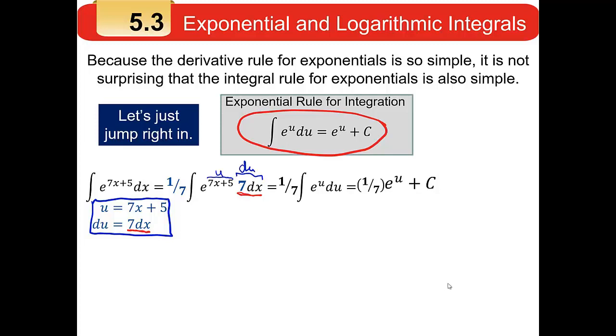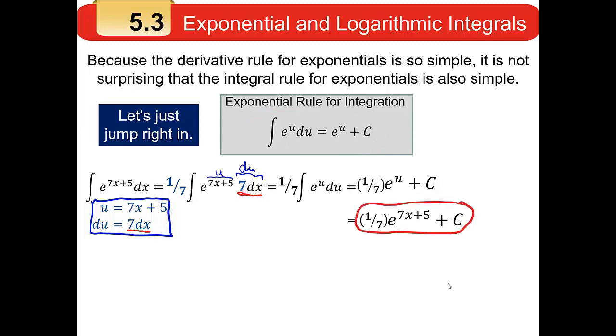Now, the original problem didn't have any u's in it. We put that in as a substitution technique. So in the end, we want to get rid of the u and put back in the 7x plus 5. And that's honestly all there is to this. It's the same substitution technique as before, applied to the exponential rule, but otherwise the same.